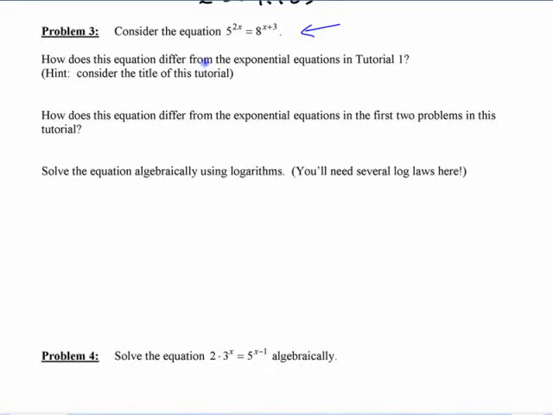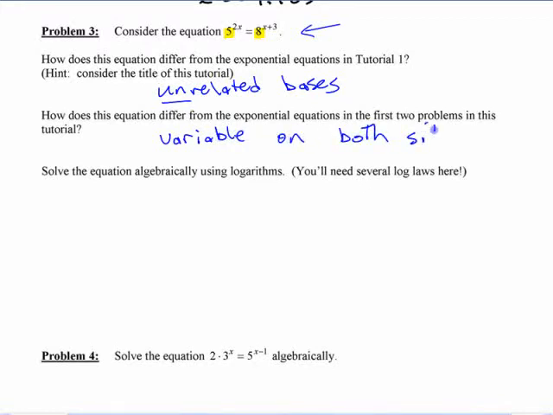How does it differ? First of all, these are unrelated, right? 5 and 8 are not powers of the same number. And x is on both sides here, right? Unrelated bases. And how does it differ from the exponential equation? The first two problems here, variable on both sides. If you're gonna solve this, you're gonna need several of our rules or our laws here.